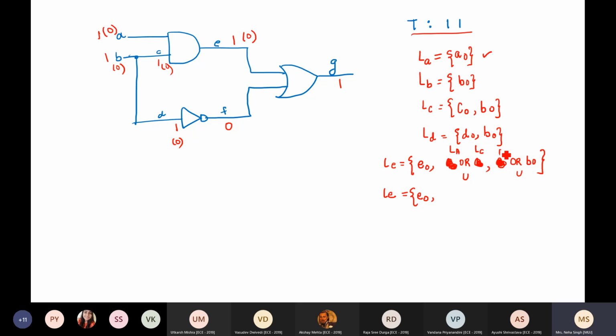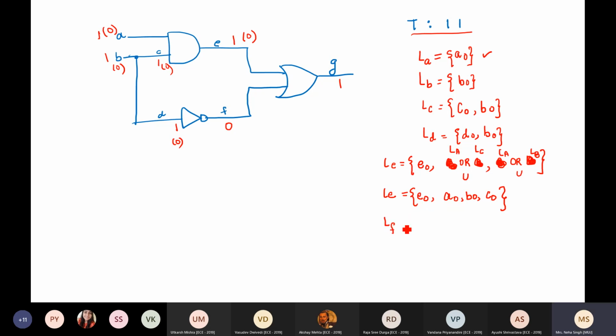The fault which exists at A or at C. Similarly, fault which exists at A or fault that exists at B. So what is LA union LC? A0, B0, C0. So I add this A0, B0, C0. Then LA union LB, which is A0 and B0, which already is written in my fault list. So I need not write it again. So the fault list LE consists of 4 faults: A0, B0, C0 and E0.